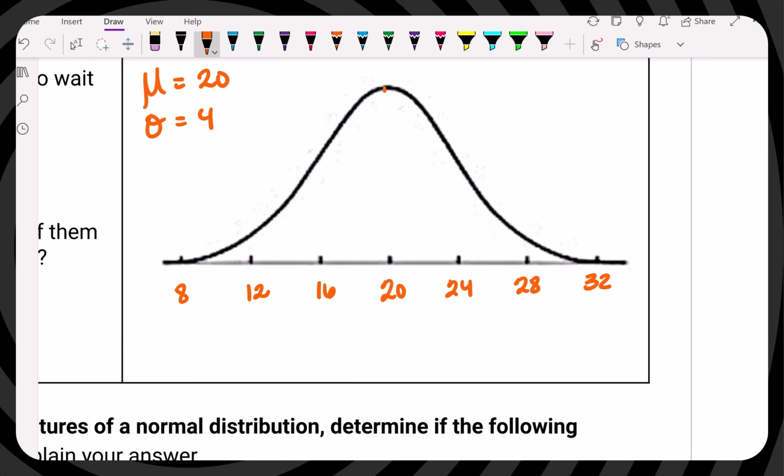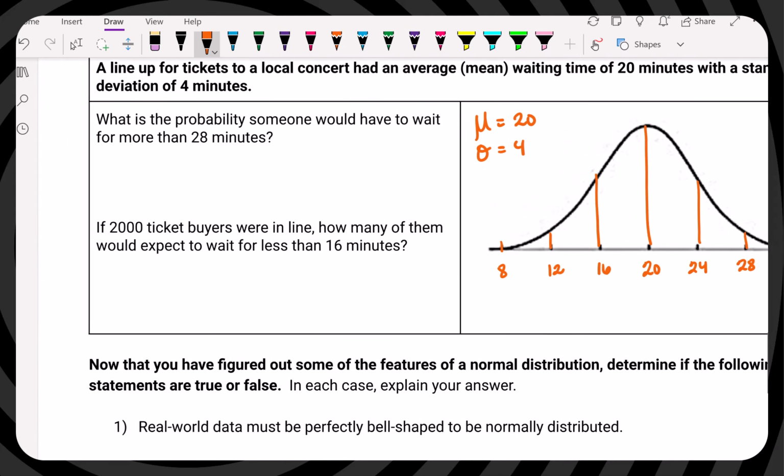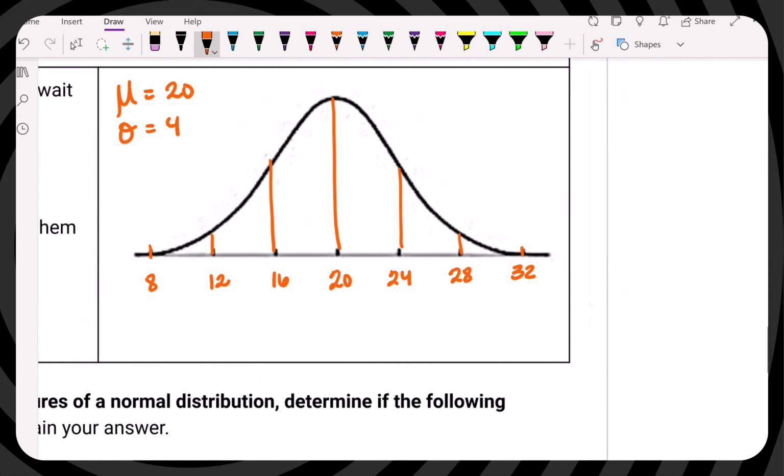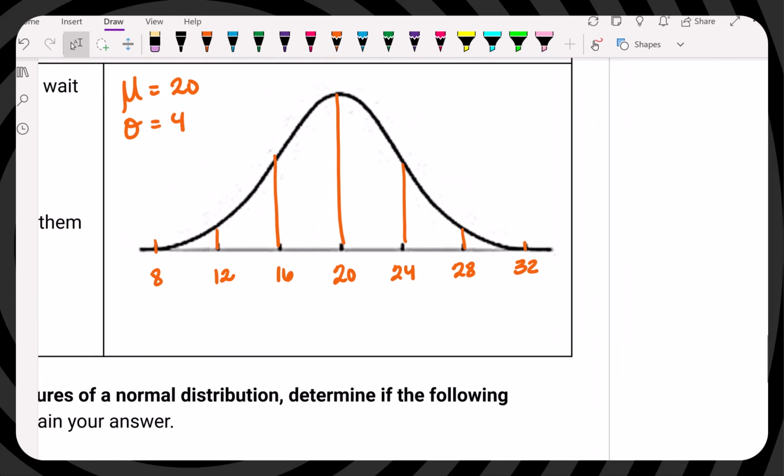Okay. And I like to see my lines in here, so I'm going to draw them in. And now it's going to ask me questions about the percent or the probability of this data set. So what is the probability percent of someone, let's see, that would have to wait for more than 28? So we're going to draw an arrow that is more than 28. So 28 is here. And I'm going to put a dot here, and then I'm going to do that.